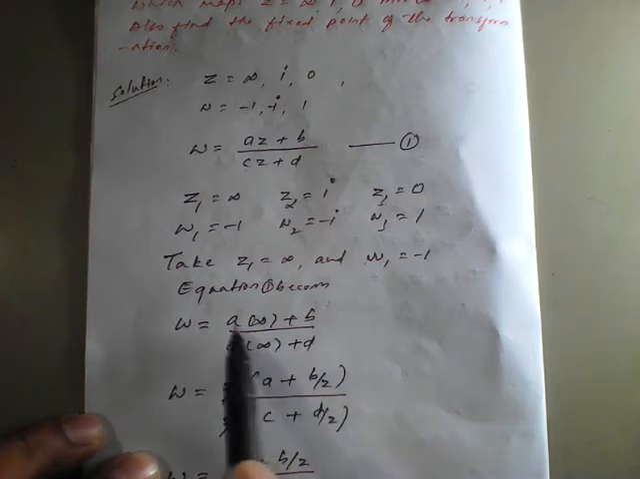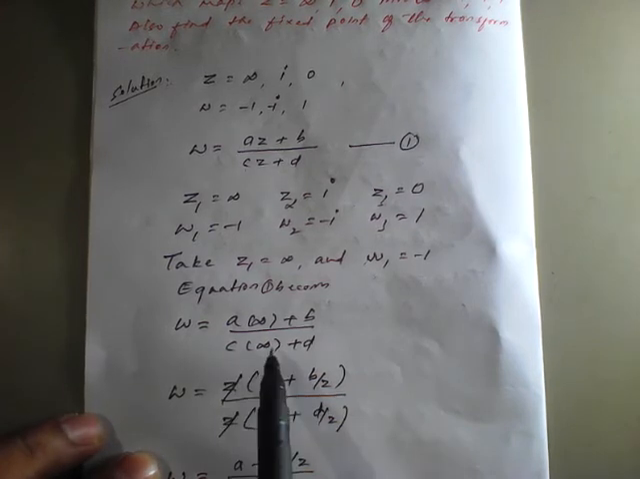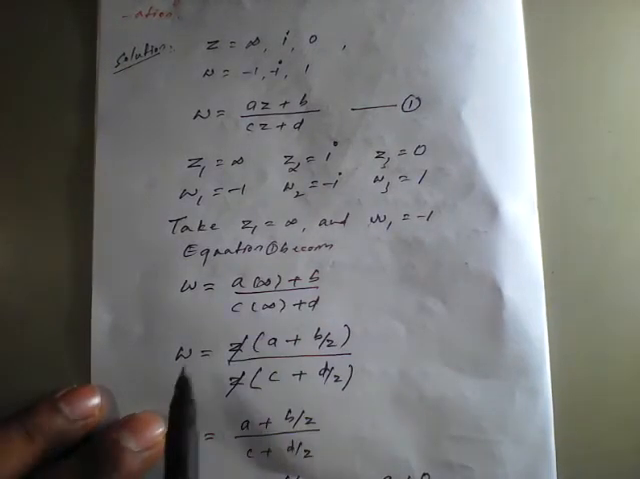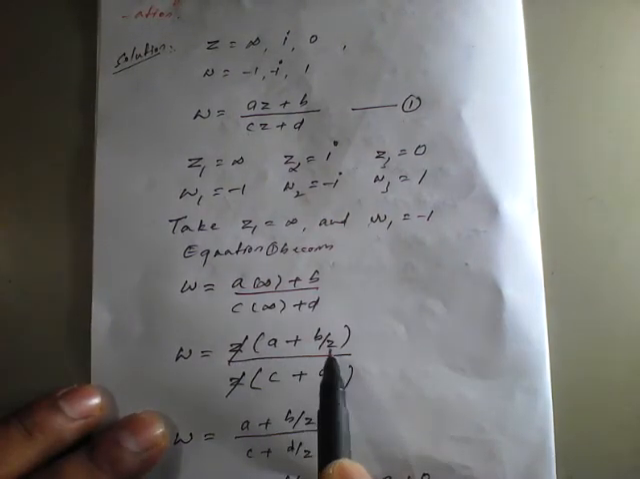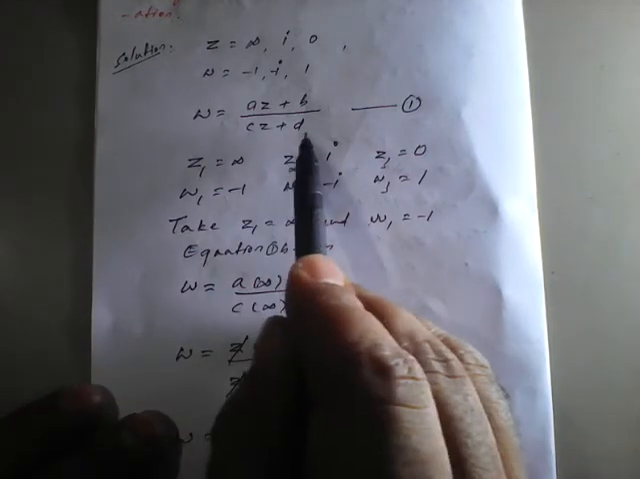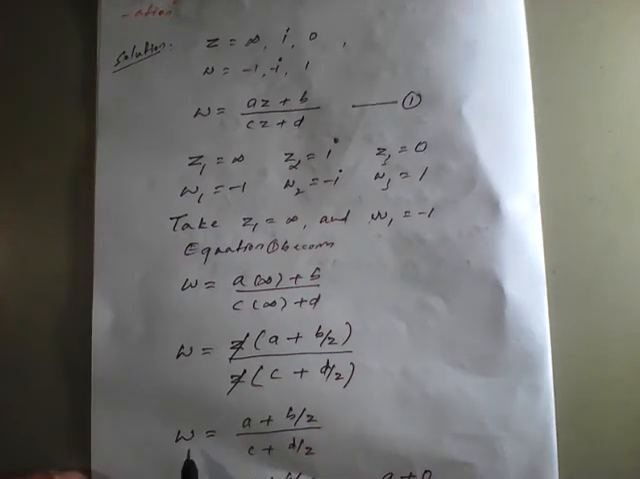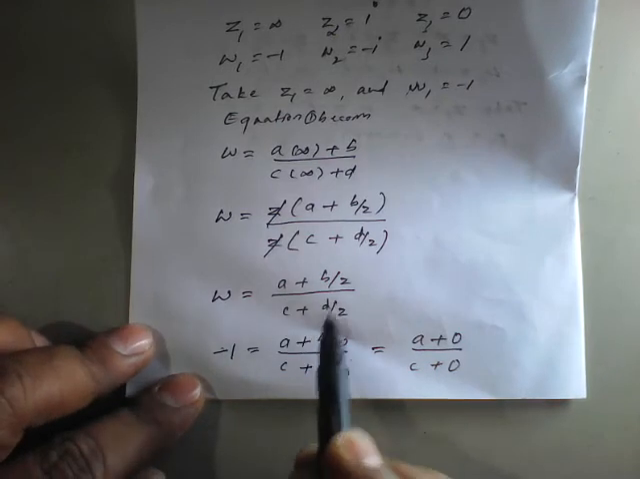Here, a into infinity and c into infinity, we cannot define a value. For such situations we have to rearrange equation number 1. Take z common in the numerator, so it becomes z into (a plus b upon z), and similarly take z common in the denominator, so it becomes (c plus d upon z). The z cancels, so we get the equation w is equal to (a plus b upon z) upon (c plus d upon z).